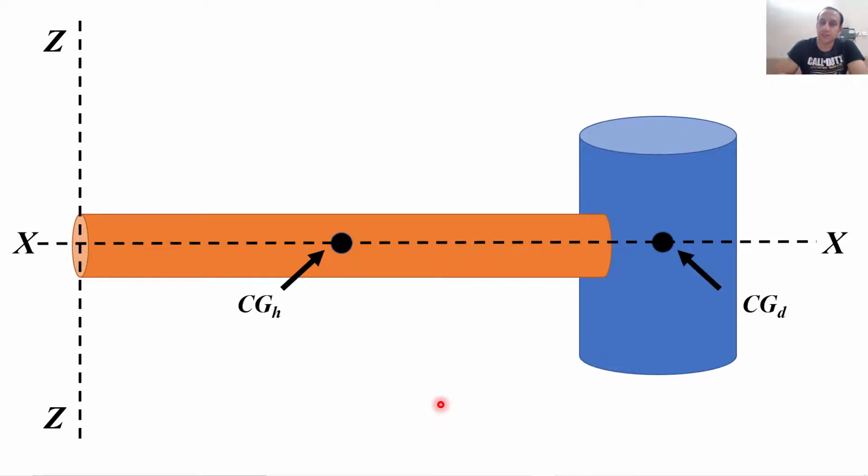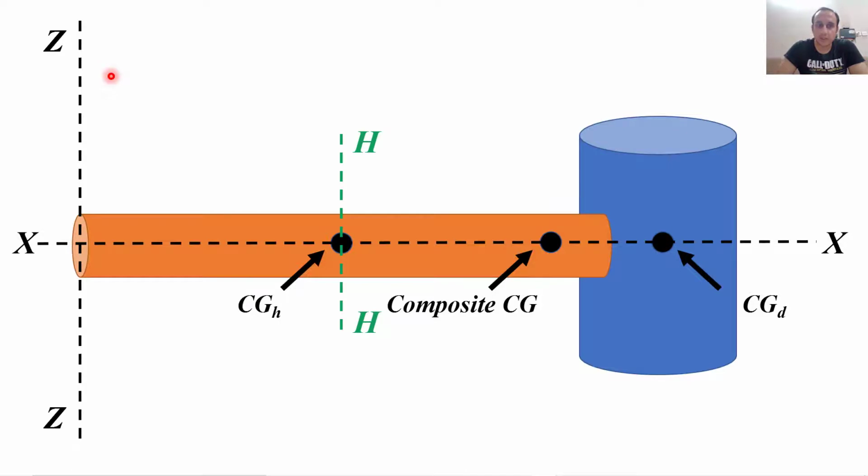So we have the CG of the handle and the CG of the head. And there should be a CG known as the composite CG, but we don't know where it is on the coordinate system. We don't know the distance of this composite CG from the axis of interest. This Z is the axis of interest. We want to calculate the mass moment with respect to this axis, so we need to calculate the value of the composite CG with respect to this axis, and we need to define CGH and CGD with respect to this axis, which is axis ZZ, the axis of interest.